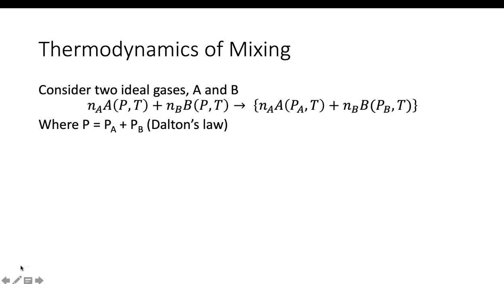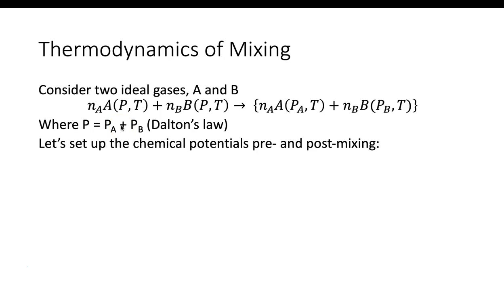Okay, and so if you want to think about this as like a reaction, on one side of the reaction we have separate A and we have separate B at various pressures and temperatures. And then when we mix them together, then we have A and B mixed together with partial pressures of A and B. Because they're ideal gases, the total pressure is the sum of the partial pressures, just like Dalton's law.